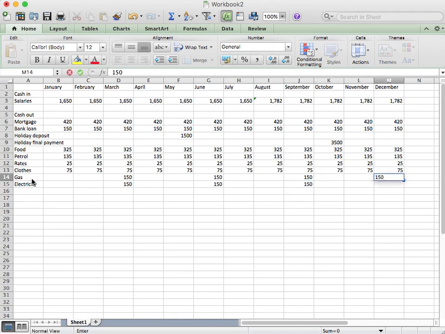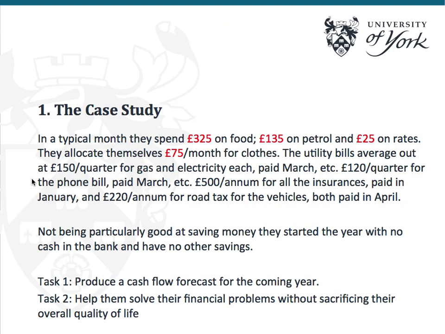again, check everything as you do each entry in. Make sure that there are no mistakes. Okay. So that's gas and electricity sorted out. And I should have highlighted those, so they're now highlighted. The next one is £120 per quarter for phone bill. Again, that's paid in March, etc. So we'll just colour those in and pop those across.